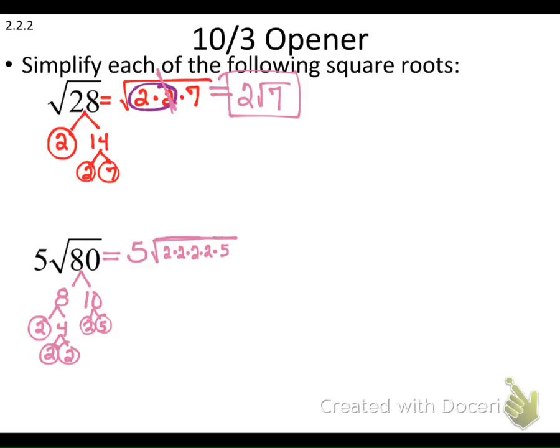So step 2, I circle my factor pairs. What are my factor pairs here? 2, 2. Yeah, I have 2 groups of 2's. Step 3, then I take each of my factor pairs and write it as a single number as the coefficient.